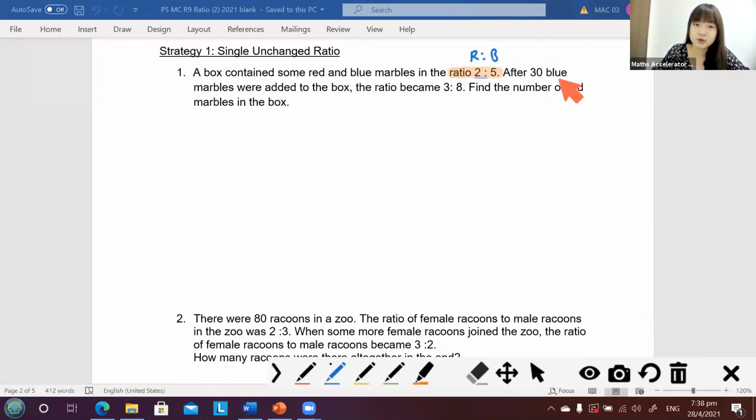After 30 blue marbles were added to the box, the ratio became 3 to 8, which means this is also red to blue. Find the number of red marbles in the box. So let's fill in the BCA table first. We have red to blue, that's the ratio. So we're going to put here B for Before. Leave some space below here, and we're going to write change.